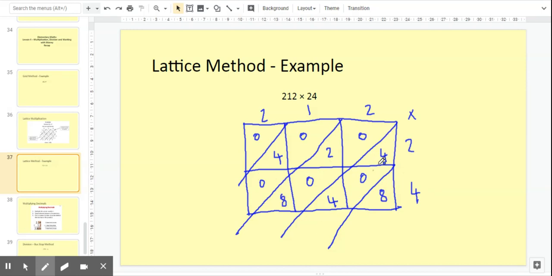After that, we just add along the diagonals. So here we're just going to have an 8. 4 plus 4 is 8. 2 plus 8 is 10. So we're going to have a 0 here, and we're going to carry a 1. So now we'd have 4 plus the 1 is 5. And here we just have a 0. So our final answer, we just take the numbers from the bottom. So 5, 0, 8, 8.